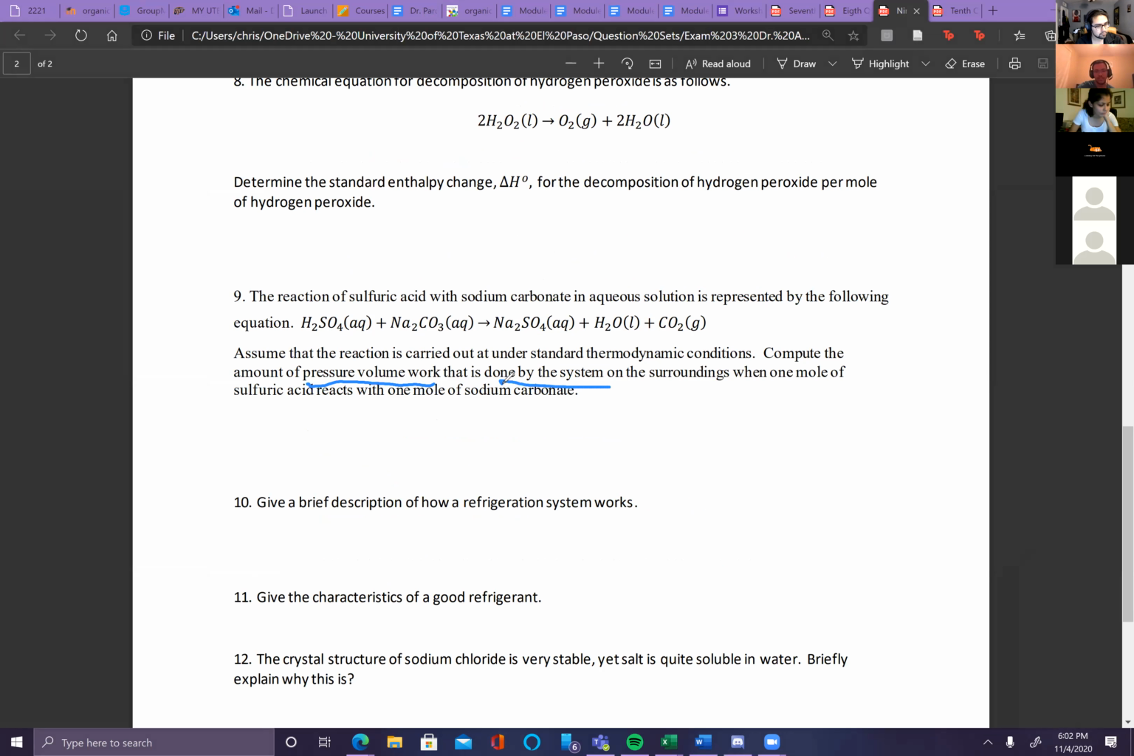Work done by the system. Anybody have a guess? Is that going to be like PSI or something? PSI? Is that what it means by pressure volume? Well, it has pressure volume in it, but it says pressure volume work. So that means that you need the pressure and volume to get the work.